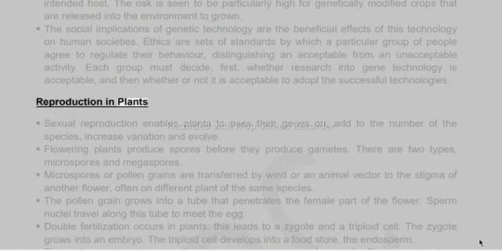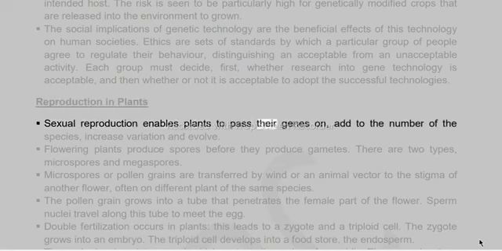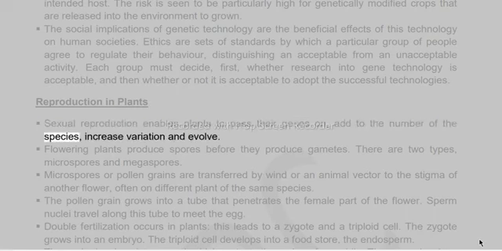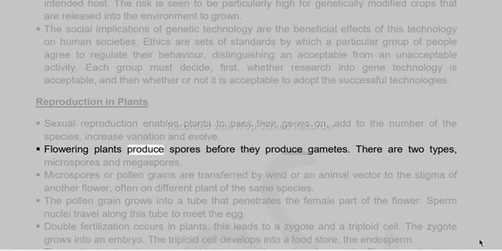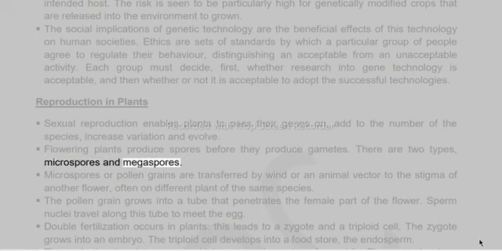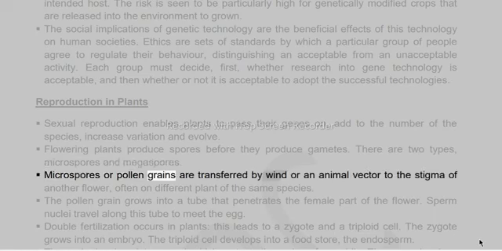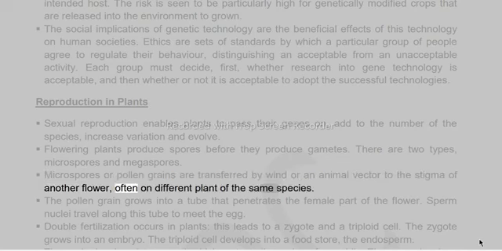Reproduction in plants. Sexual reproduction enables plants to pass their genes on, add to the number of the species, increase variation, and evolve. Flowering plants produce spores before they produce gametes. There are two types, microspores and megaspores. Microspores or pollen grains are transferred by wind or an animal vector to the stigma of another flower, often on a different plant of the same species.